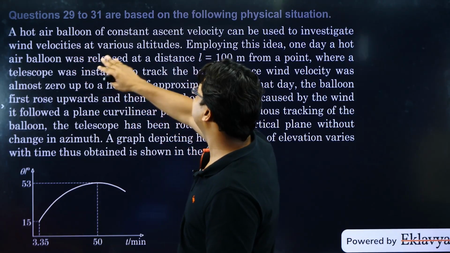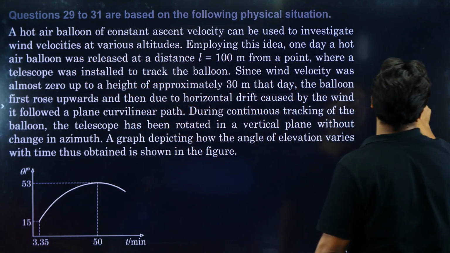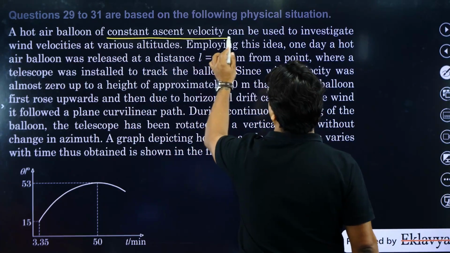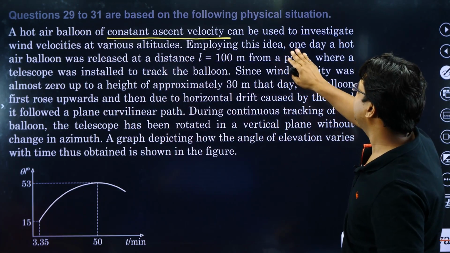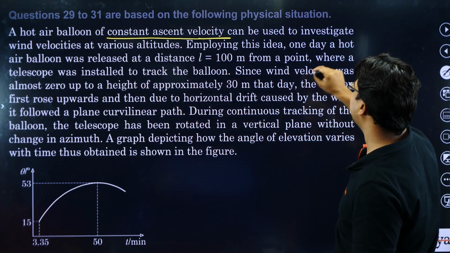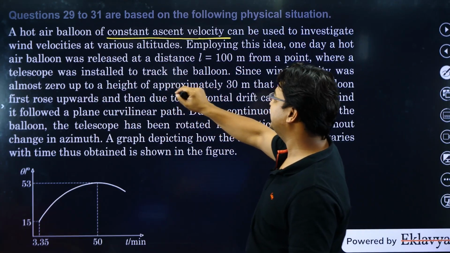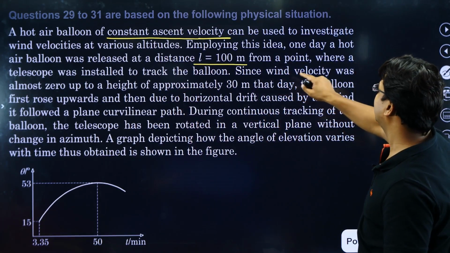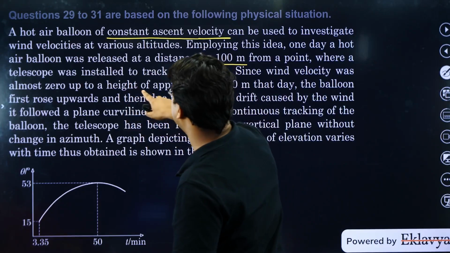It says a hot air balloon of constant ascent velocity. So it is to be noted here that the velocity given here is constant ascent velocity. It is rising up with a constant velocity, can be used to investigate wind velocities at various altitudes. Employing this idea, one day a hot air balloon was released at a distance of 100 meter, which is indicated by alphabet L, from a point where a telescope was installed to track the balloon.